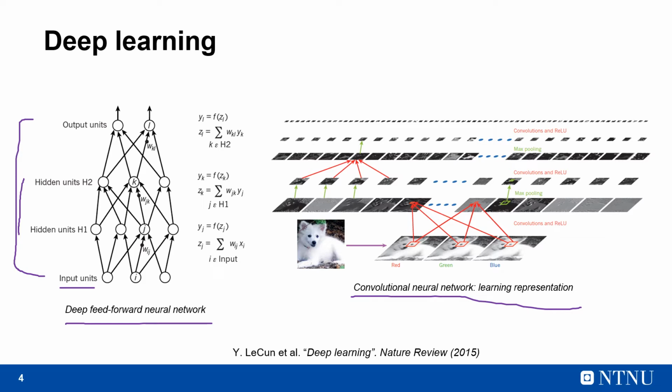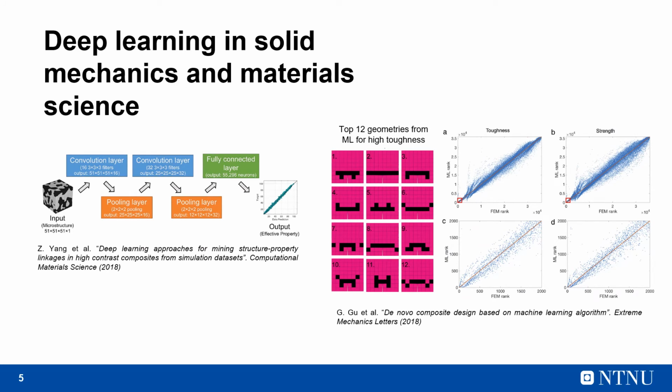And what we leveraged in our work was convolutional neural networks, since we are dealing with images, so we are representing our geometries as images, and convolutional neural networks are the best suited networks for dealing with images. So deep learning methods and models have been used widely in solid mechanics and material science. Here we have just two examples.